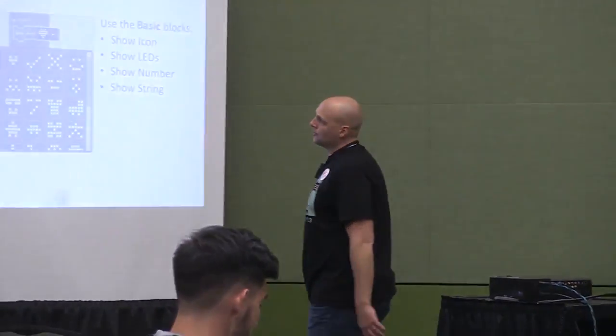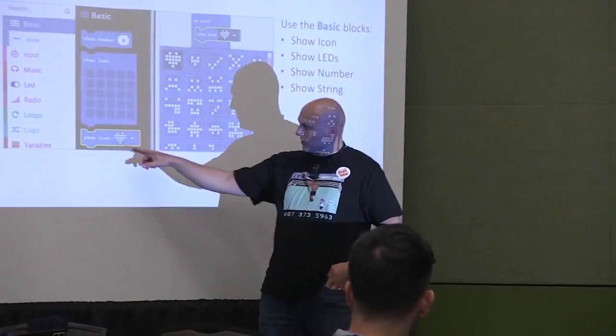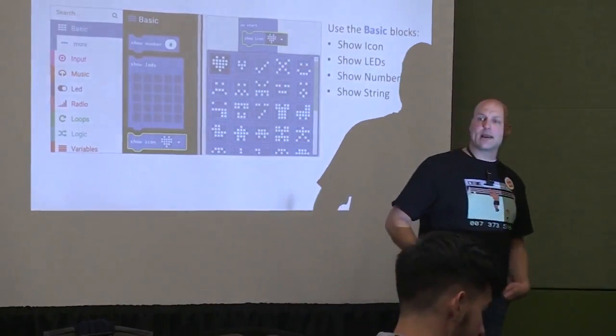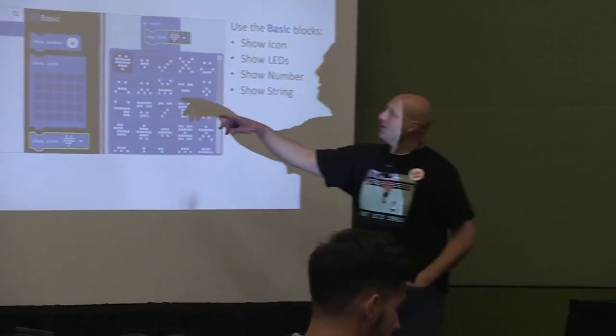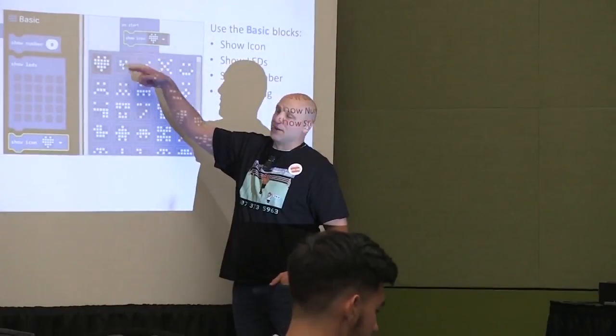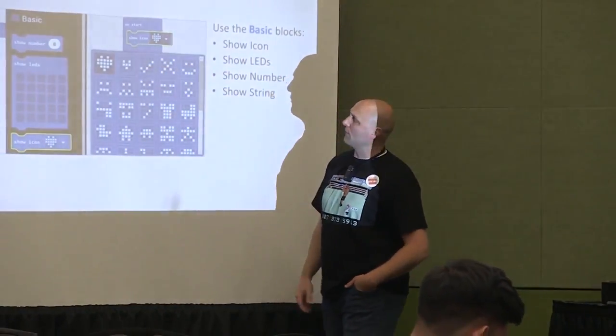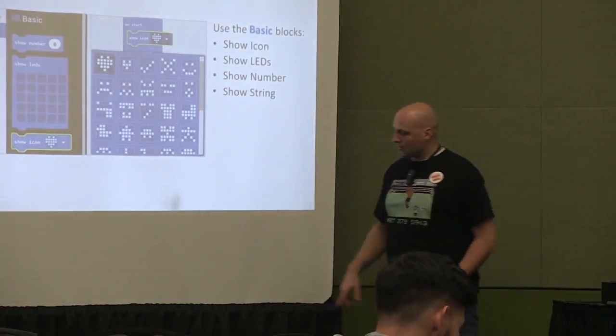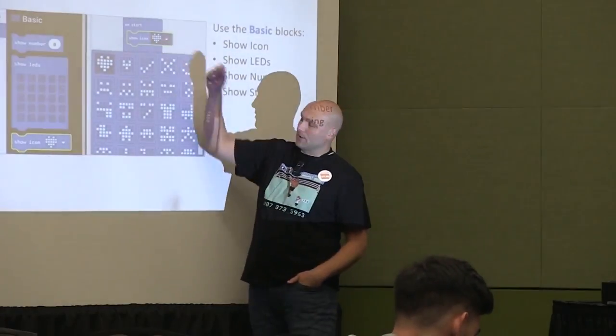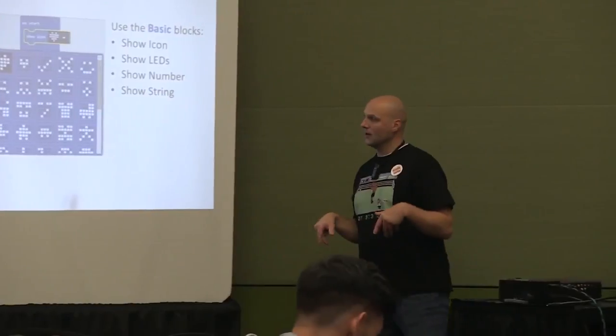Okay, so let's do this. On your browser, let's go into Basic, and let's just drag over this show icon block. You should have a show icon block; just drag it over into your On Start block. It'll click right in, just like in Scratch or Blockly, whatever you've got. You'll notice next to the heart is a little drop-down menu, and if you click under there, there are all sorts of pre-programmed icons. Let's just pick one.